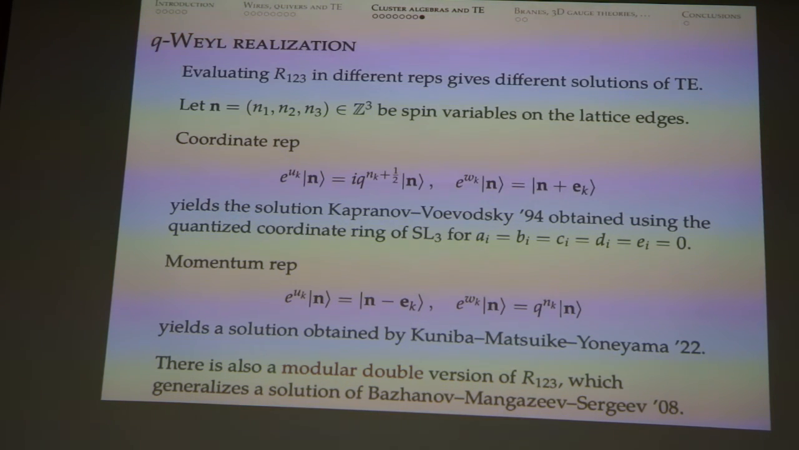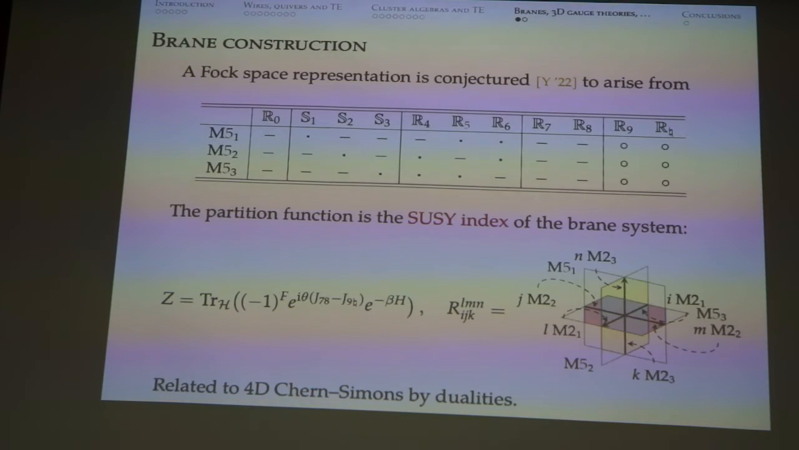Okay. So in view of time, I have like 5 minutes. Let me also tell you that there is also a brane construction of a solution of the tetrahedron equation. I explained that I could evaluate the R matrix in coordinate representation and momentum representation, where n1, n2, n3 run over all integers. But there's also a representation by Fock space, where n1, n2, n3 only run over non-negative integers.